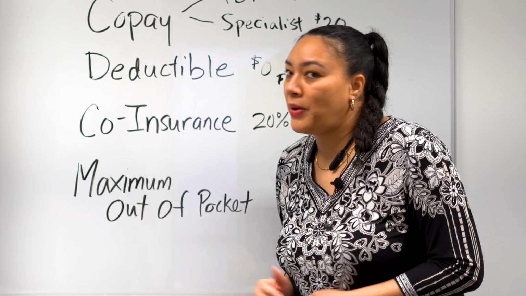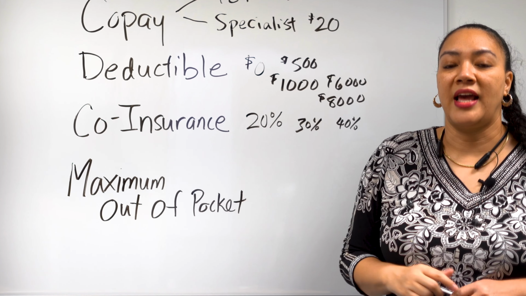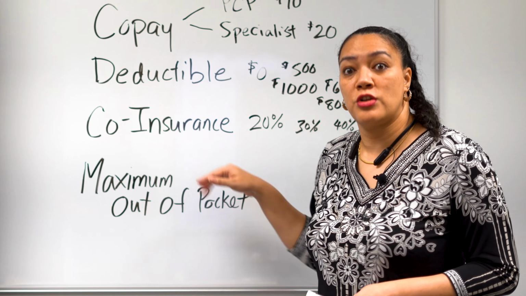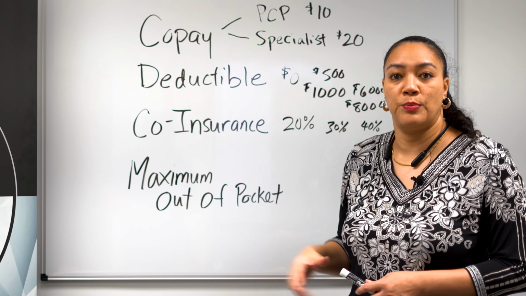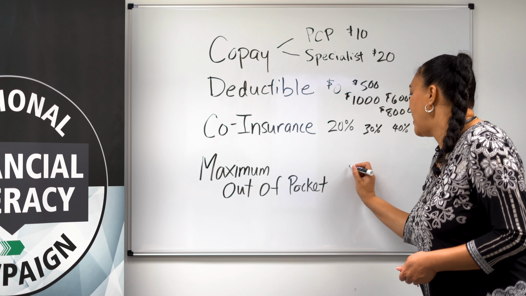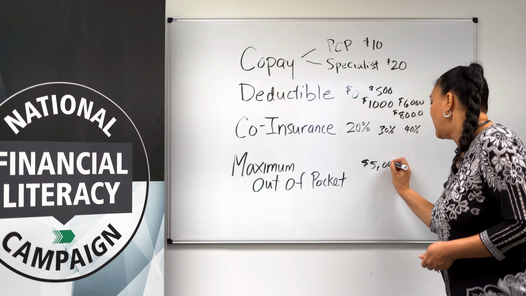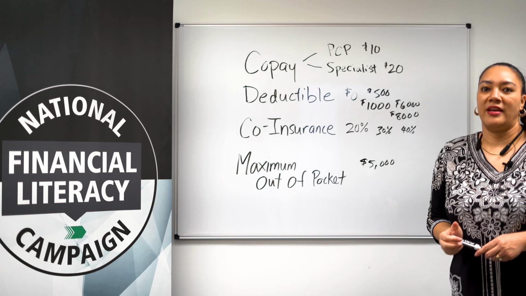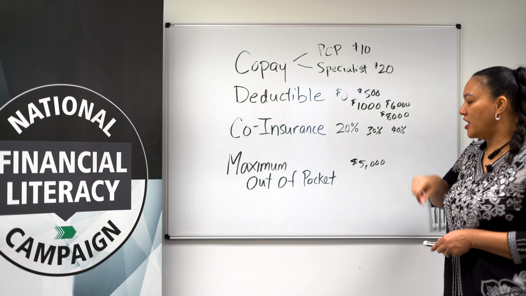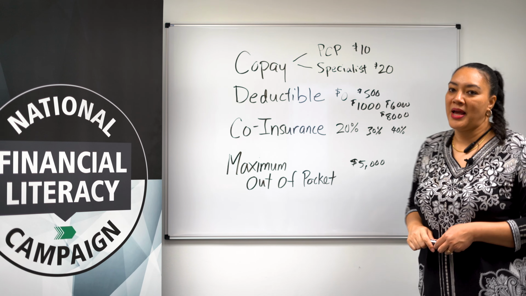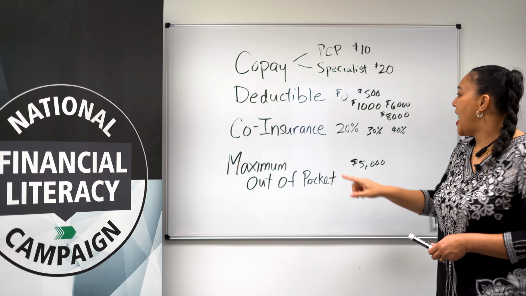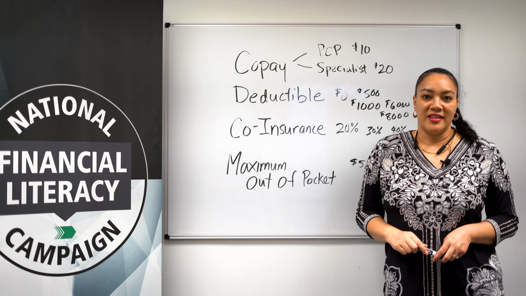And then a maximum out of pocket is a dollar amount that is the most you're going to pay all year for everything that you do. If you reach your maximum out of pocket, everything is 100% covered by the insurance company. So for example, let's say you have a $500 deductible, a 20% co-insurance, and a $5,000 maximum out of pocket. You pay the first $500 worth of medical bills, and then you pay 20% of everything thereafter.